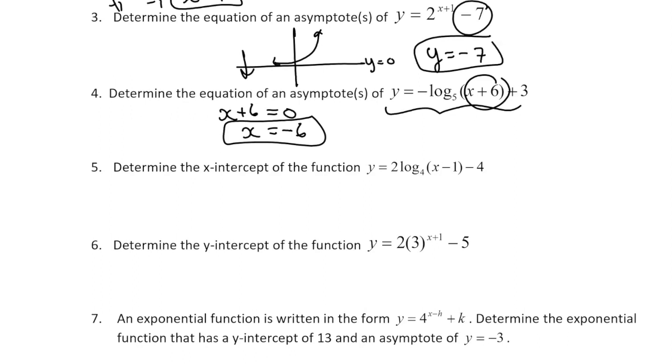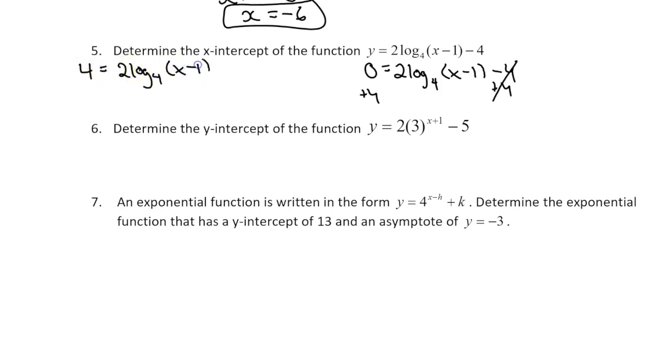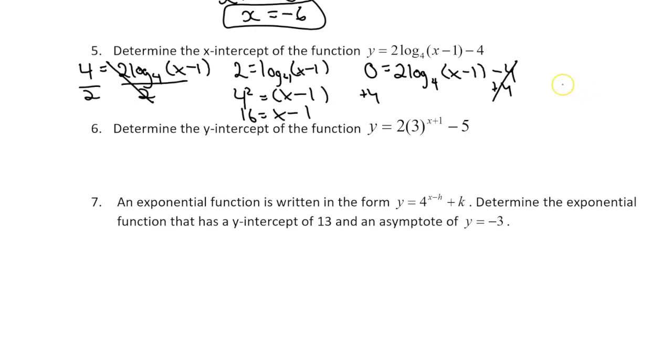Determine the x-intercept of our function. Well, you could put in 0 for y, and let's solve for x. Let's add 4 onto the other side. So 4 is equal to 2 log base 4 of x minus 1. Divide by 2, divide by 2. 2 is equal to log base 4 of x minus 1. 4 to the power of 2 equals x minus 1. 16 equals x minus 1. So x would be equal to 17, meaning our x-intercept would be (17, 0).